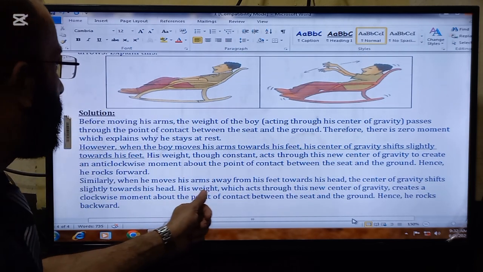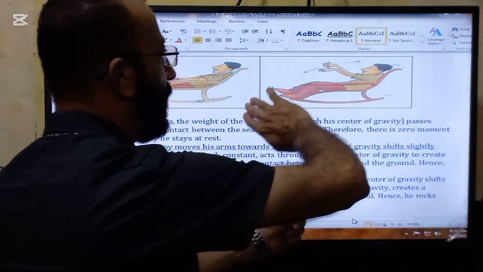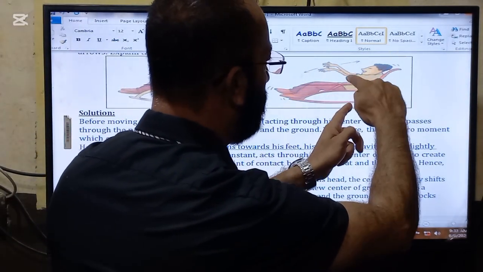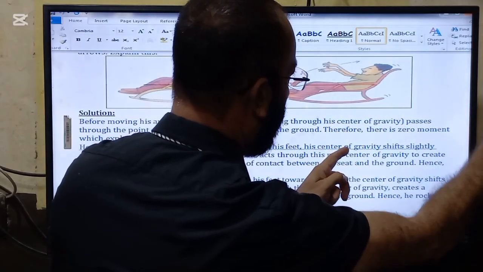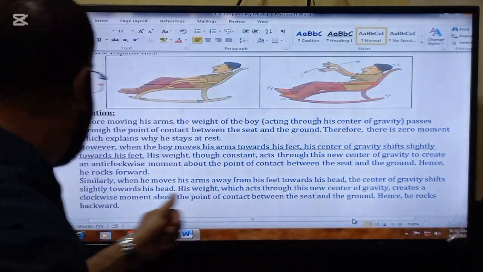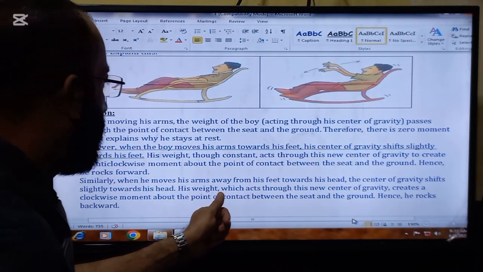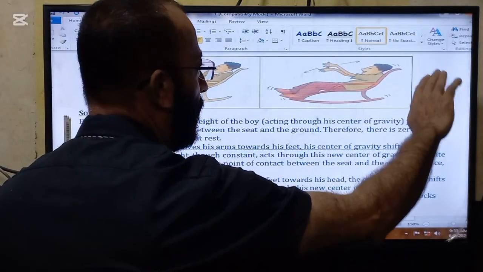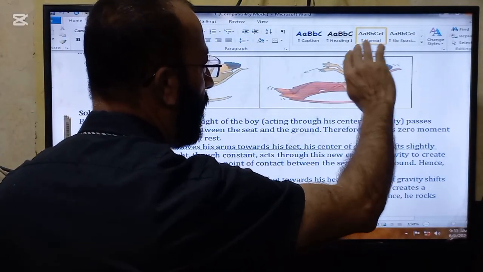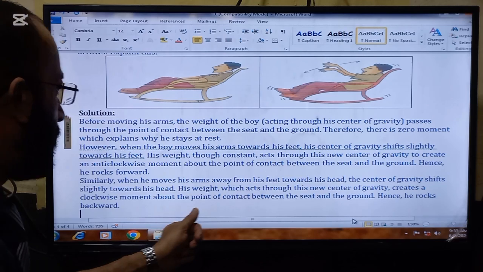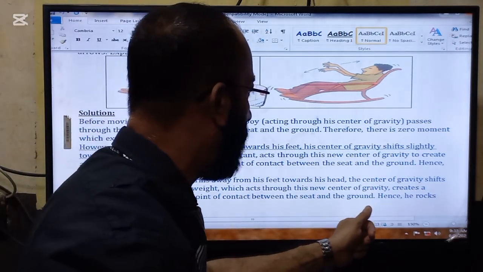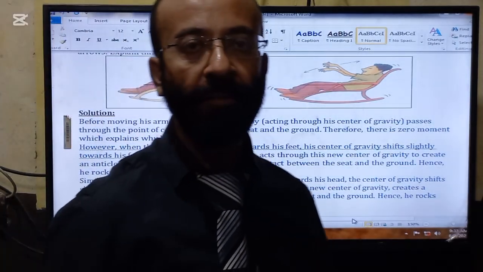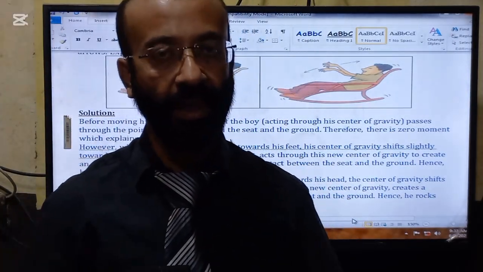when he moves his arms away from his feet towards his head, the center of gravity shifts slightly towards his head, to the right. His weight, which acts through his new center of gravity, creates a clockwise moment about the point of contact between the seat and the ground. Hence, he rocks backward. This is the procedure which actually happens in the reclining seat.